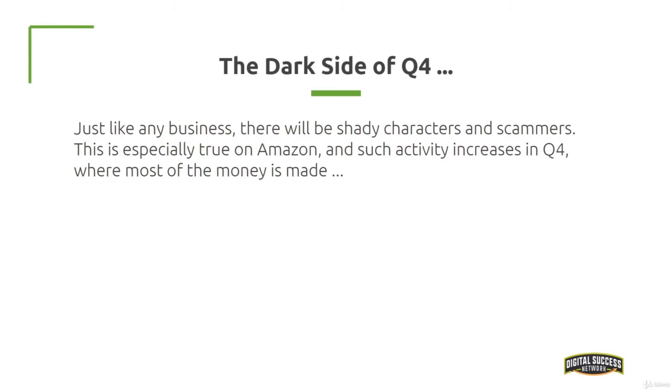So this gets a bit into the dark side of Q4. Just like any sort of business model, there will always be shady characters and scammers. This is especially true on Amazon, and such activity increases in Q4 where most of the money is being made. So registering as a brand on Amazon gives you additional protections against fake listings opened up under your own brand name or stolen images, and you also have more tools to report infringing sellers. Note that this does not limit other sellers from selling your products. One of the core values of Amazon is allowing other sellers to sell anybody's products. Though in practice, many big brands are successfully shutting down other sellers from selling their items, which is a problem if you're a dropshipper for Amazon.